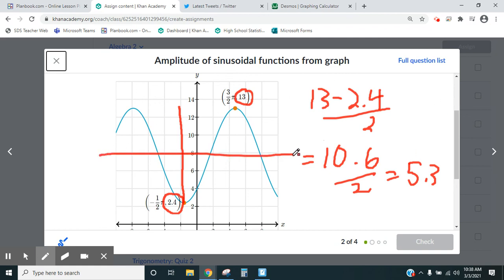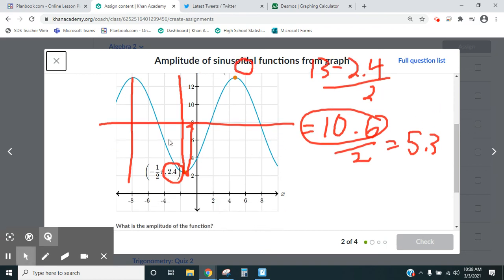Amplitude is half of this distance, right? It's actually the distance from there to there. So when I subtracted, I got 10.6 because that's the distance of the entire graph. Amplitude is half of that. Okay, let's do one more.